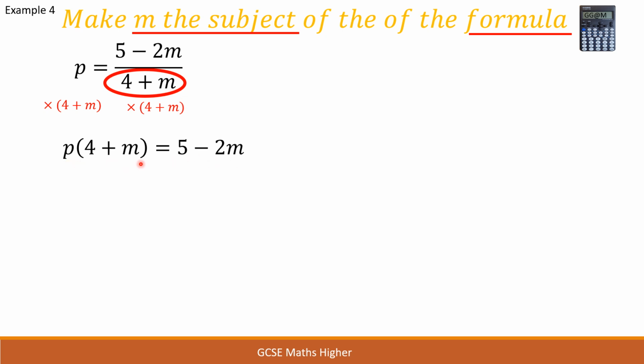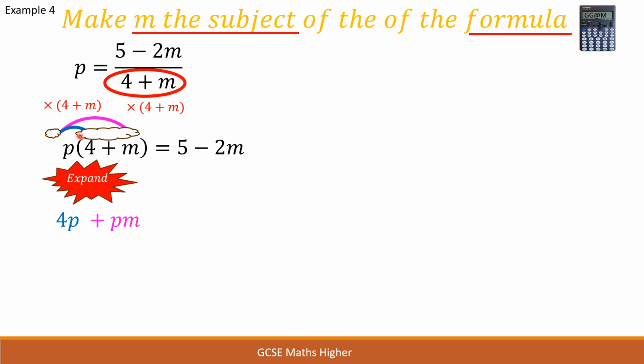Next, we need to expand this bracket because we need to get these two m terms together. So we need to expand this out. I've got an m term here and an m term here. So I have got 4 times by p, which is going to give me 4p. I've got p times by m, which is going to give me pm. Remember, when we expand, it's like we use this little Santa hat. So p multiplies by both terms in the bracket. Once we've done this, we then need to put it equal to what's on the right hand side.